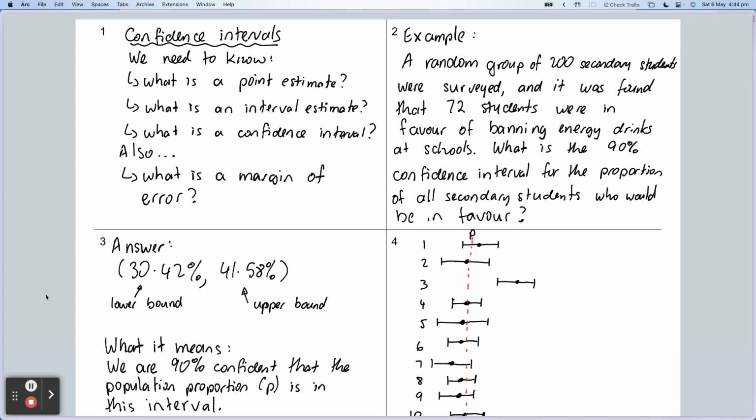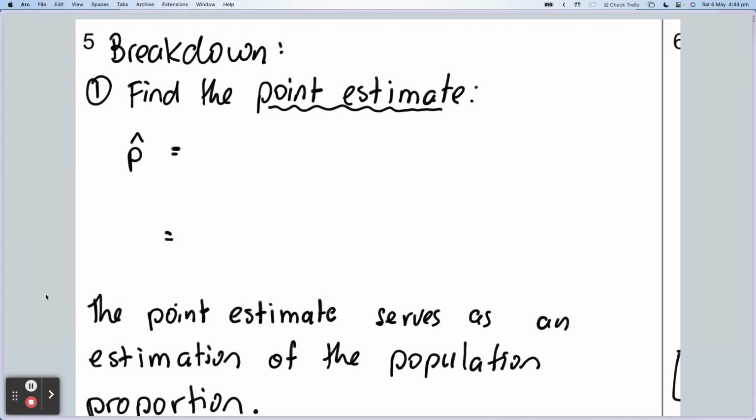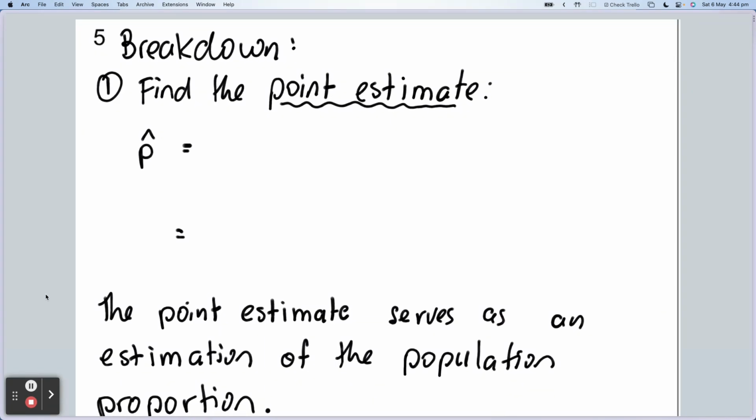Okay, hopefully as we unpack this, it'll be clearer and clearer. So we're going to break this down on how we take this example and come up with this interval, and we'll do this on the next slide. Okay, so here's the breakdown. Step 1, find the point estimate.